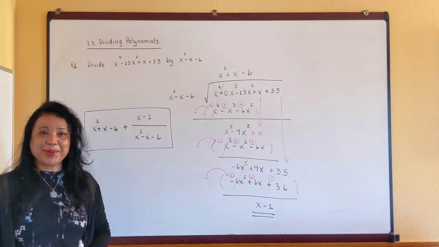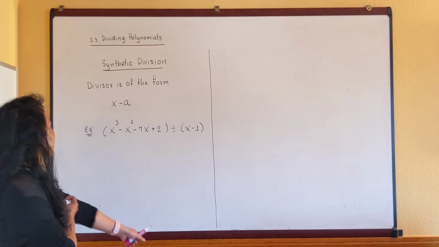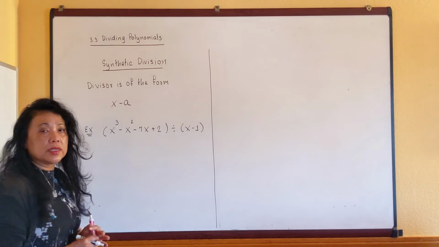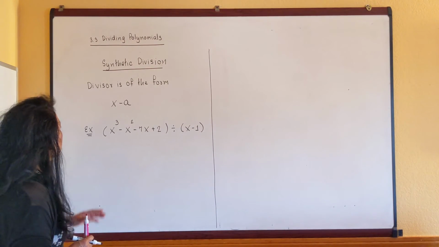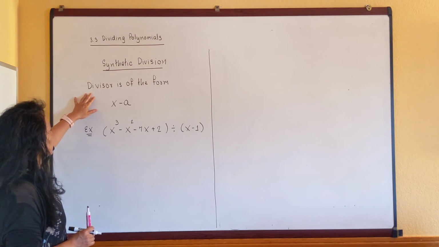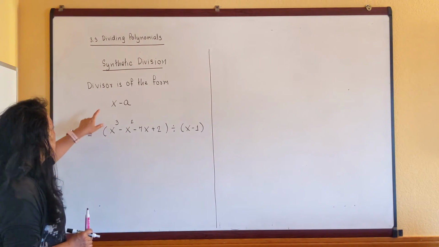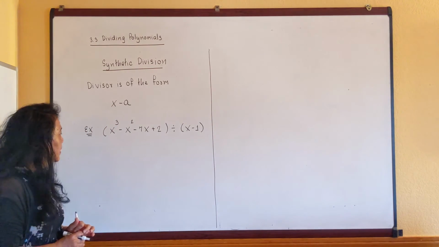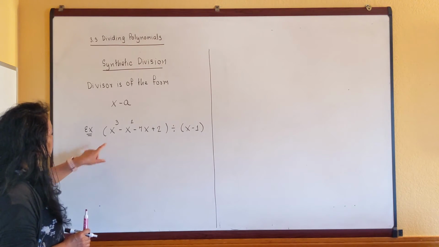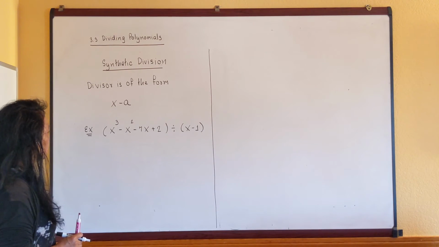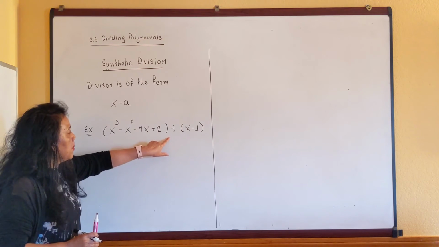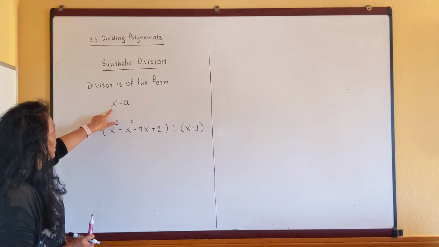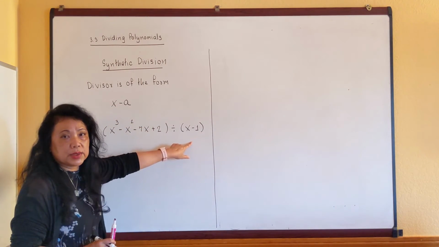Let's see one more example. Let's look at synthetic division. Synthetic division is much easier than long division, but you can only do that when the divisor is in the form of x minus a. If the divisor is not x minus a, you cannot use synthetic division. Let's look at this one. I have x to the cube minus x squared minus 7x plus 2, divided by x minus 1. So we can use synthetic division, my x minus a. So my a is 1 here.